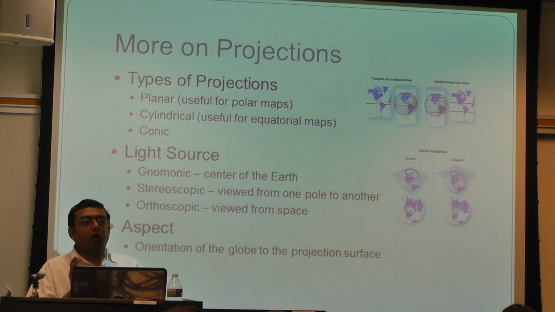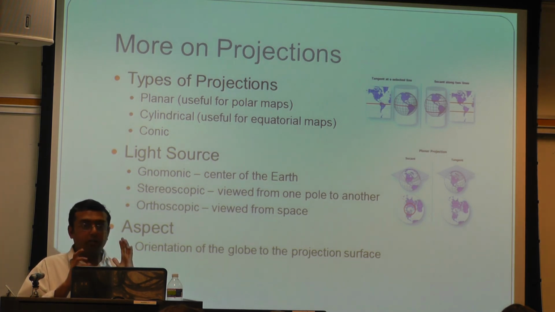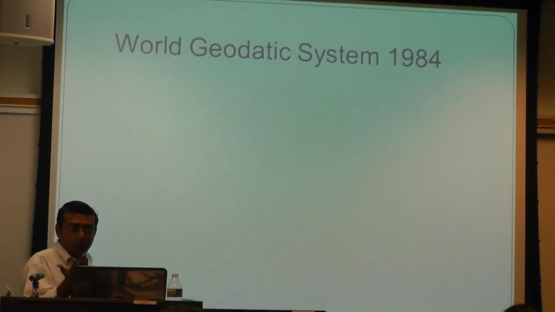And there is one more thing called aspect, which is how the globe is oriented to your projection surface. As you can imagine, this thing gets complicated really, really quickly. And thankfully, because we have to go for a break very quickly, I'm going to hand wave and say, if you ever use projections, please make sure you take into account all of these. But I'll make life simple for you.